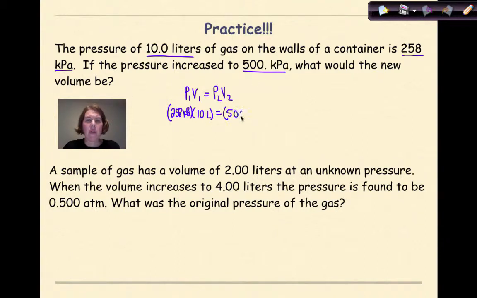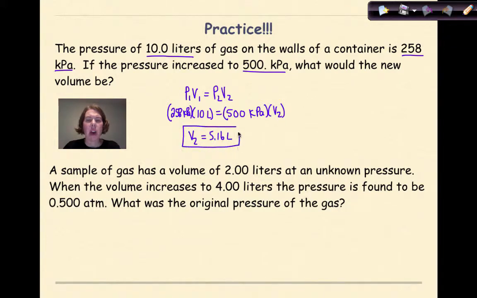So 500 kPa. And then I'm looking for my V2, which is my new volume. So if I multiply together 258 times 10 and I divide that number by 500, I should get 5.16 liters as my final answer.